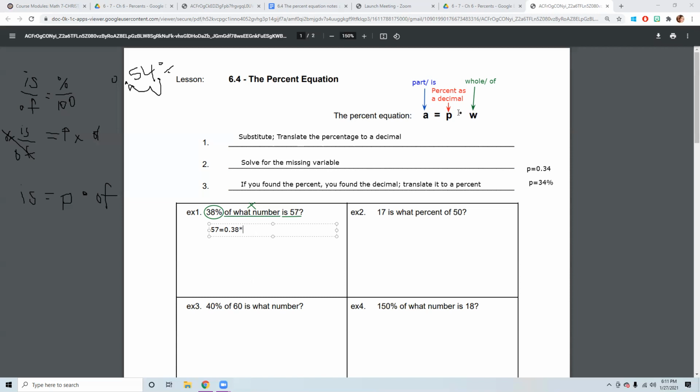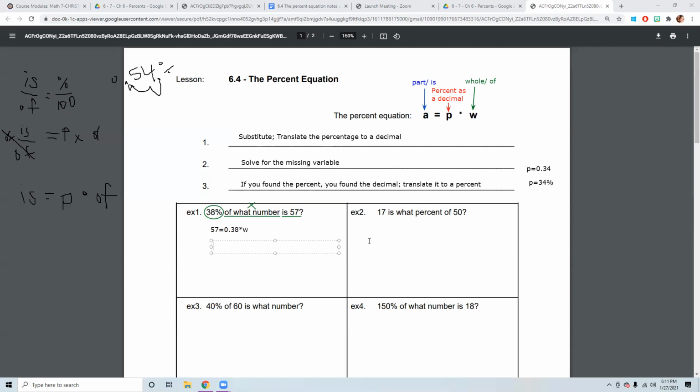Anyways, back to the equation. We've got our multiplication symbol. The next variable is going to be our whole. So when we go back here, we've used the percent, we've used the is. Our whole is our of, and it says of what number. And so we don't know what that is. So you can either use the variable x, or you can use the variable w, because that's what we're solving for, is our whole, our w. So I have substituted and I have translated the percentage to a decimal. So I'm good on step number 1.